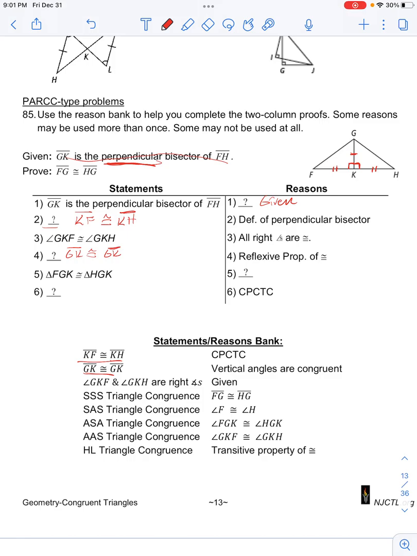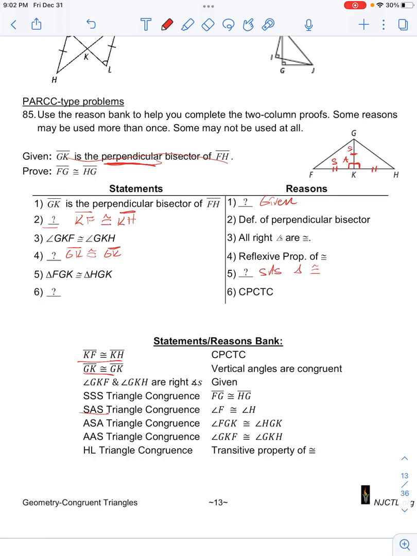Then we have that triangle FGK is congruent to triangle HGK, and this is done by our side angle side congruence. So we have a side, an angle, and a side. Yes, that is over here. Side angle side triangle congruence.